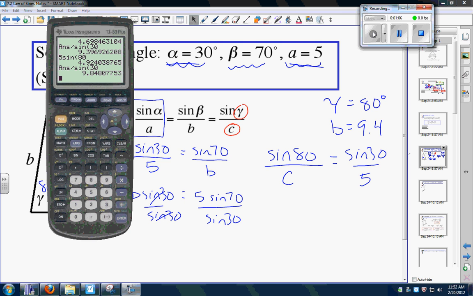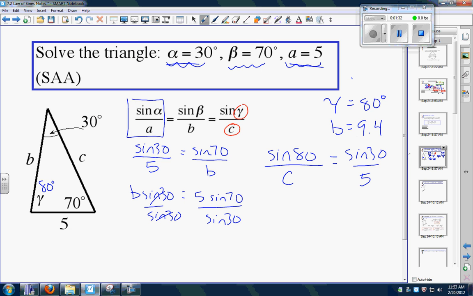You take a minute and you check and see if everything makes sense. So angle C was 80, side C was 9.8. Angle B was 70, side B was 9.4. So because angle C is bigger than angle B, side C should be bigger than side B as well. There's your 3 missing things. Get them all nice and boxed up and labeled so I can clearly read them.